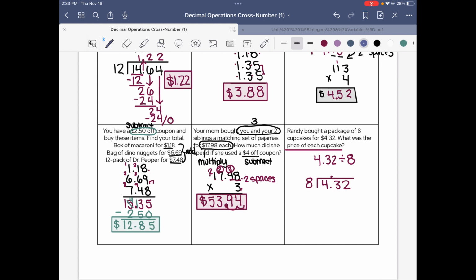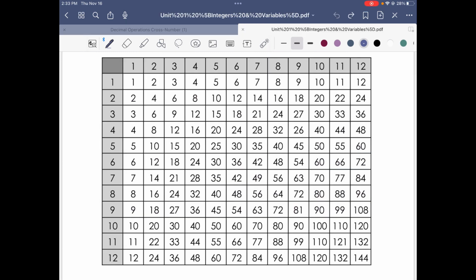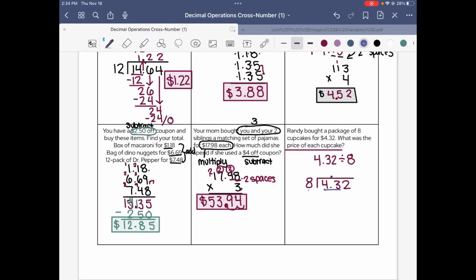And I'm going to try dividing 4 by 8. Well, 8 doesn't go into 4, so I have to go 43. I look at my number chart or my multiplication chart. The closest I can get to 43, 48's too big, so I'd have to stop at 40, which is 8 times 5. So I'm going to put a 5 above the 3. And that was only 40, so I subtract 40 down here. 43 minus 40 is 3. And then you carry down the 2.